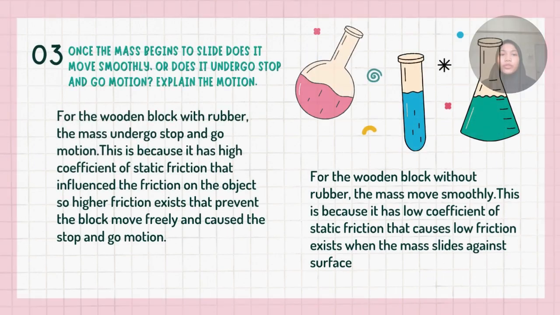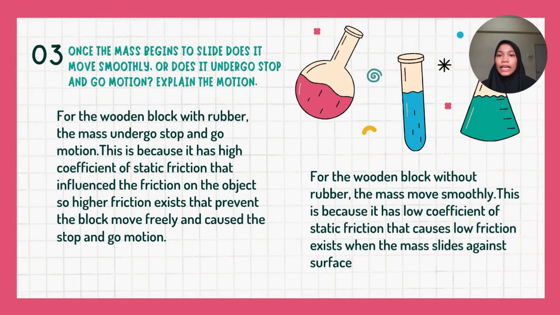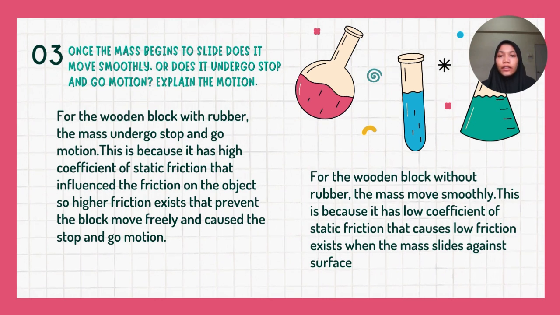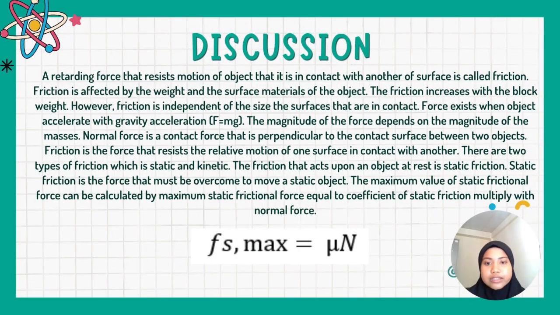While for the wooden block without rubber, the mass moves smoothly. This is because it has a low coefficient of static friction that causes low friction when the mass slides against the surface. A retarding force that resists the motion of an object in contact with another surface is called friction.